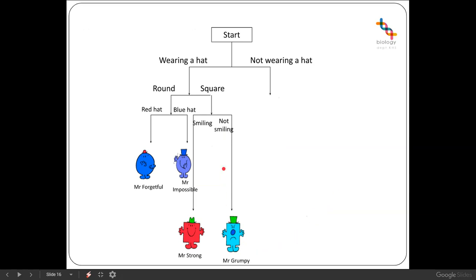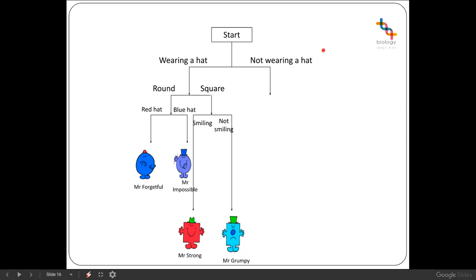So that has been half of our branching key completed. We've gone with our start process. We've split them into two groups, those wearing a hat and those not wearing a hat. Dealing with our hat wearers first, we have split them into round ones or square ones, and then our round Mr. Men we have separated by the colour of their hats, whether it's red or blue, and our square Mr. Men we have separated based on whether they're smiling or not smiling.